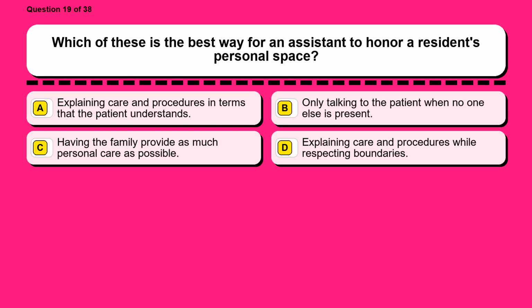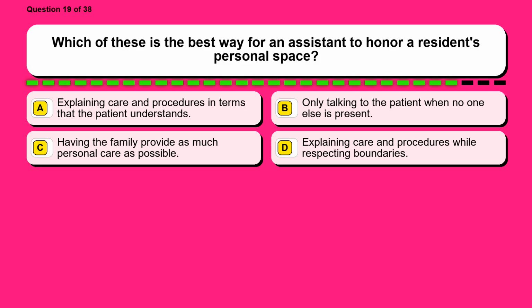Question 19. Which of these is the best way for an assistant to honor a resident's personal space? Option A. Explaining care and procedures in terms that the patient understands. Option B. Only talking to the patient when no one else is present. Option C. Having the family provide as much personal care as possible. Option D. Explaining care and procedures while respecting boundaries.